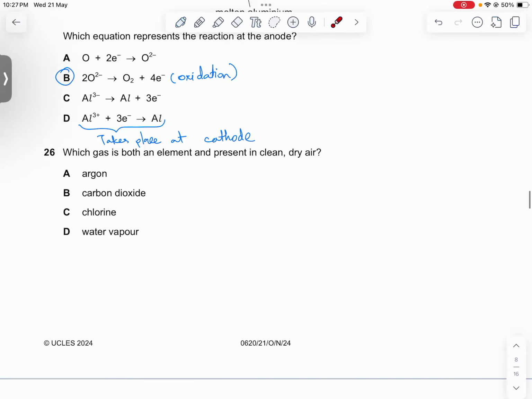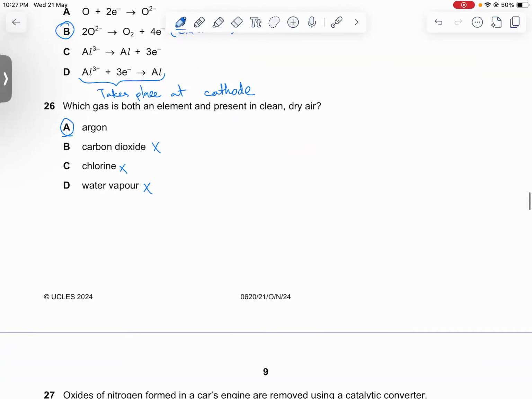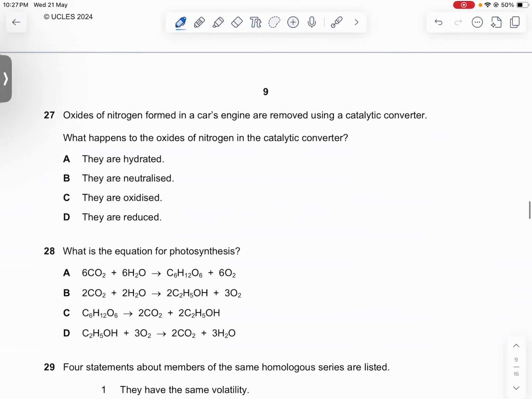All right. Next question. Which gas is both an element and present in clean, dry air? Well, the only element that you can see is argon. Carbon dioxide is a compound. Chlorine is a molecule. Water vapors are compounds. And argon is also present in air.